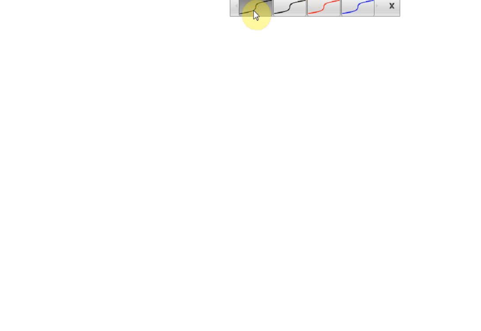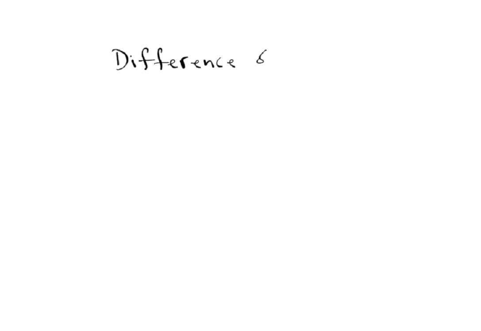Okay, we're going to be looking at a difference of squares and how to factor that. Now the first thing that's important is to recognize when it is a difference of squares. So I'll just give you an example here.